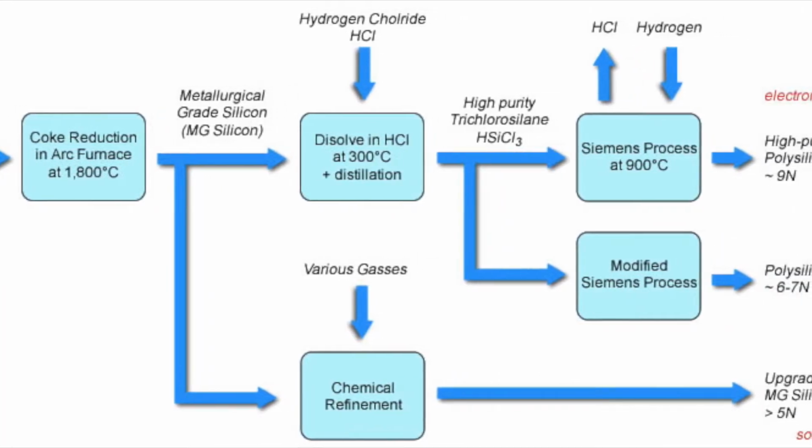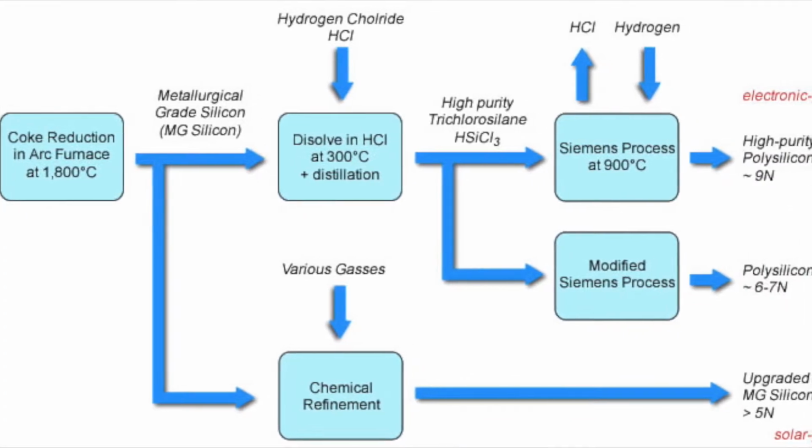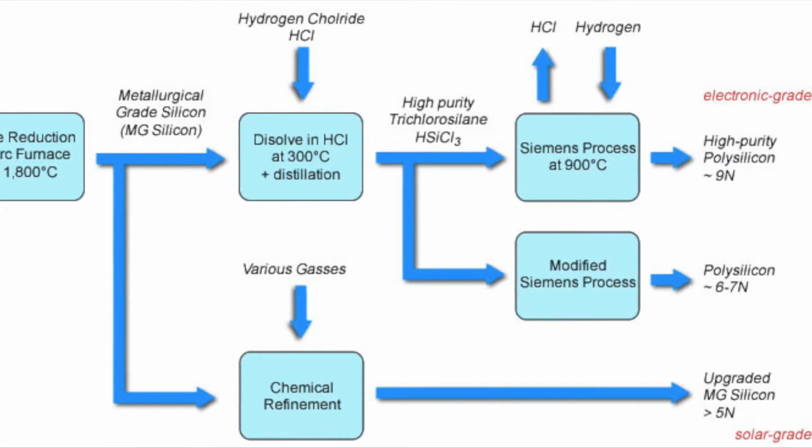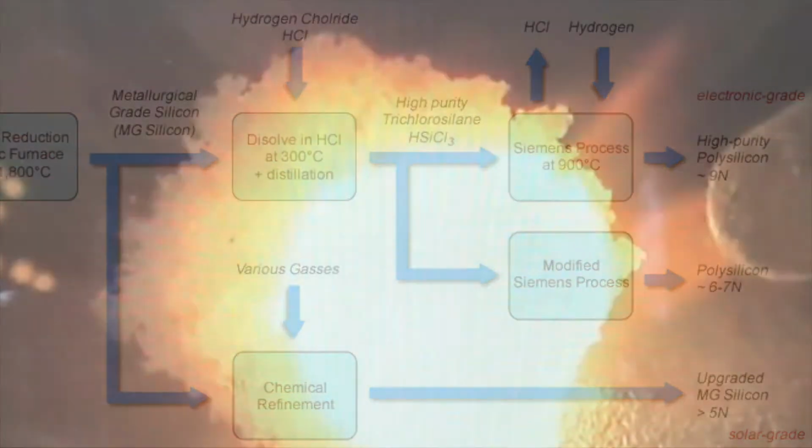It can either be electric grade, made by dissolving sand in HCl, or solar grade, which undergoes chemical refinement through various gases. There are several applications for silicon in regards to how it is used and applied. Silicon is a major component in manufacturing vast amounts of products such as cement, glass, and ceramics.